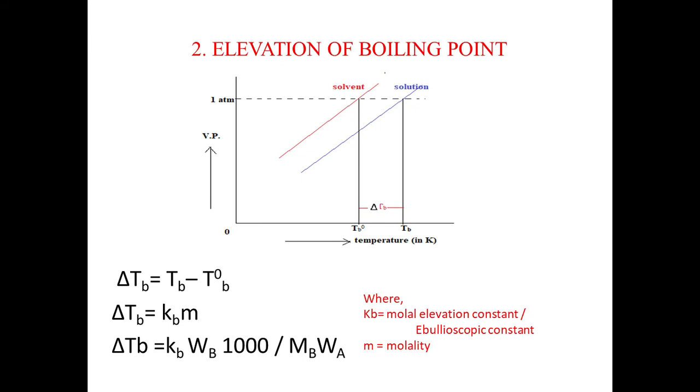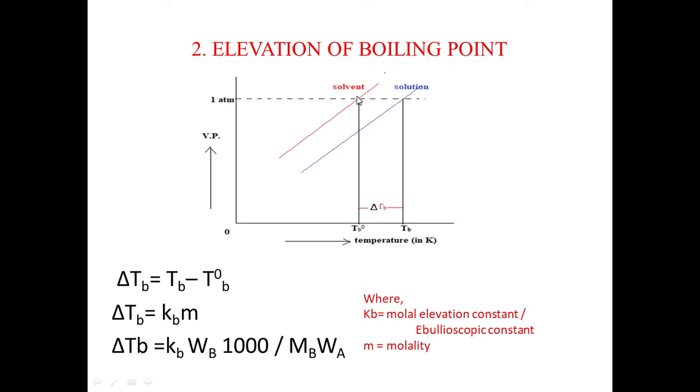Come to the next, that is elevation in boiling point. We already said that on adding impurity, there is a lowering in vapor pressure and an increase in boiling point. So if the vapor pressure gets lower, then the boiling point will also increase. Suppose the normal water, that means solvent, you can understand this colligative property by using this graph. Solvent shows the boiling point at TB naught.